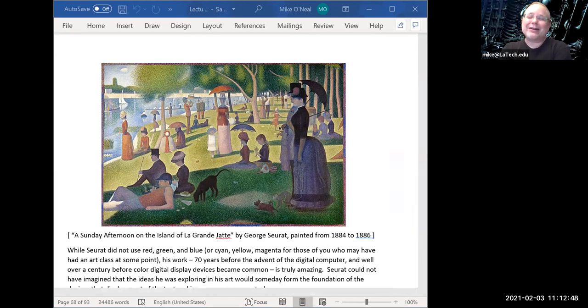So I went halfway around the world, or at least a quarter of the way around the world, hoping to see Seurat, and I was bitterly disappointed to find out that most of his work was far closer to home than I thought.